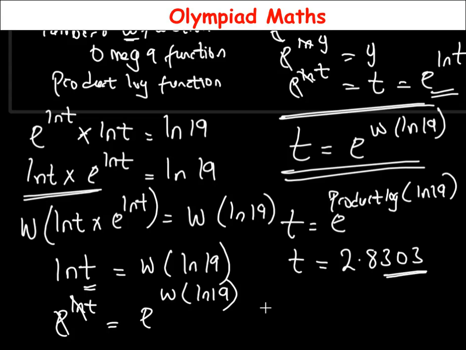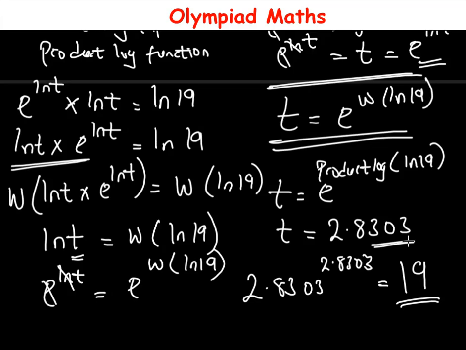And that means that if you press 2.8303 to the power of 2.8303, what you will get is approximately 19. So therefore, we've gotten the actual value of t that will give us 19.